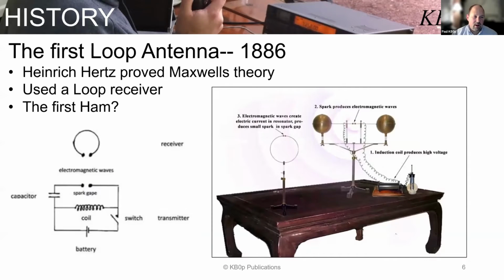So this could very possibly be, and I believe it really is, the first loop antenna that was developed, 1886. So Hertz did an experiment to prove Maxwell's theory. What he did is he took a loop antenna. You can see a picture of the loop antenna here. This is actually set up in a museum. And you can see he has a spark gap transmitter.